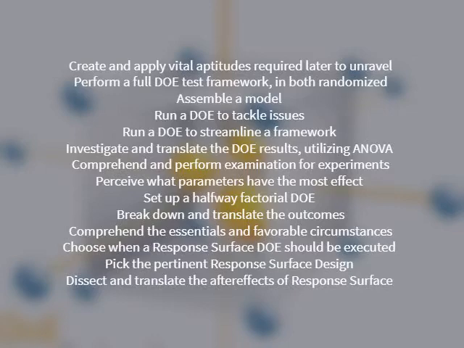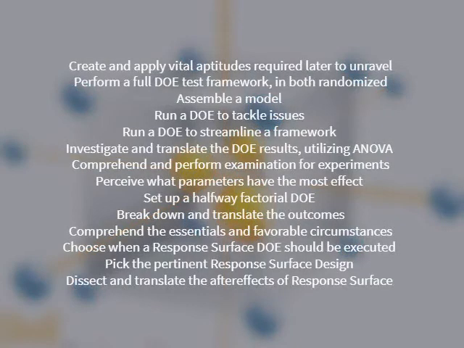Comprehend and perform examination for experiments, principal and intuitive impacts, trial blunder, ordinary likelihood plots, idea of dynamic efforts, and leftover investigation. Perceive what parameters have the most effect on the nature of an item. Set up a halfway factorial DOE by applying bewildering essential. Break down and translate the outcomes from the halfway factorial DOE.